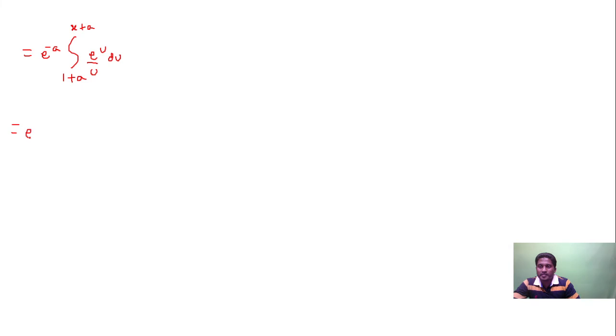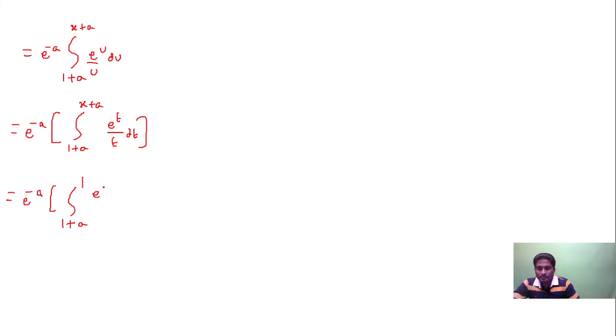So this can be written as e to the power of minus a. Follow carefully. I can write this as 1 plus a, and then x plus a. The definite integral is independent of the variable, right? I can write e to the power of t divided by t into dt. So e to the power of minus a, this can be written as integration from 1 plus a to 1 of e to the power of t divided by t dt, plus integration from 1 to x plus a of e to the power of t divided by t dt.